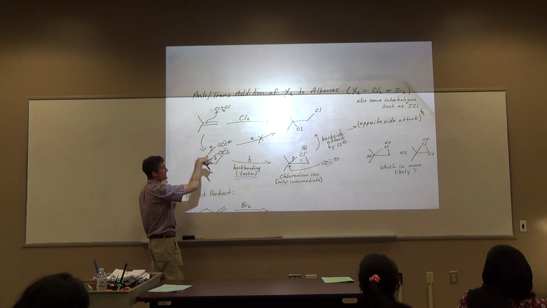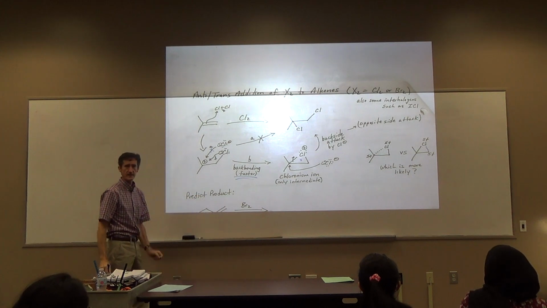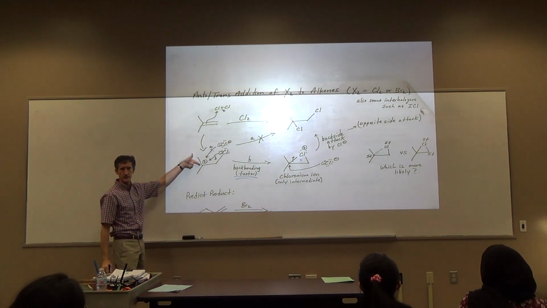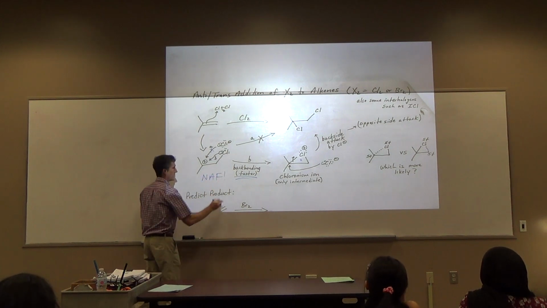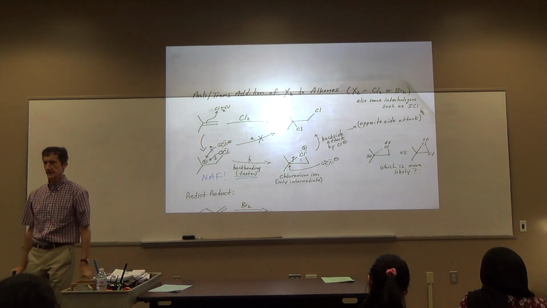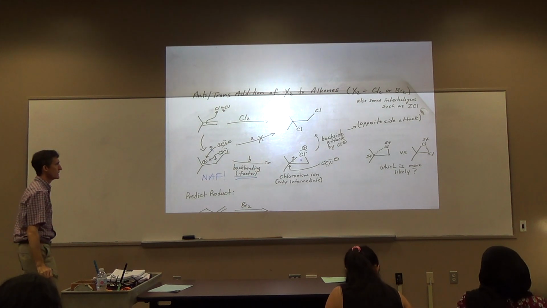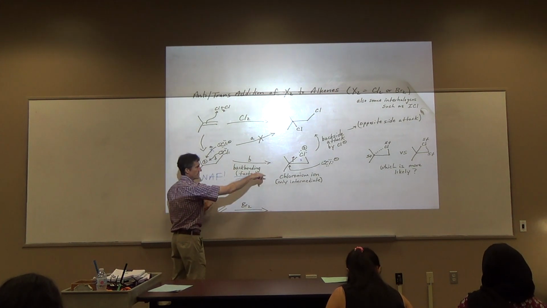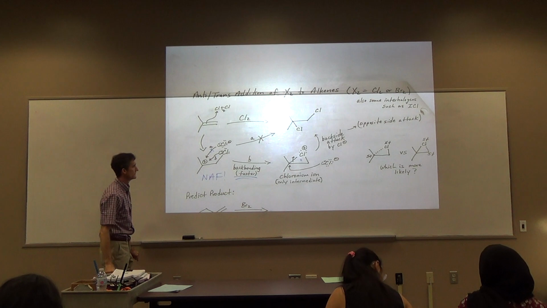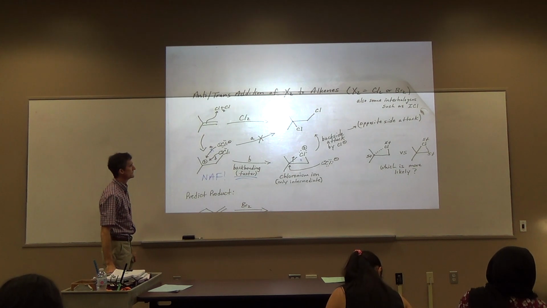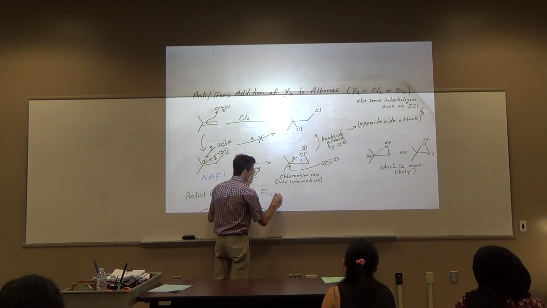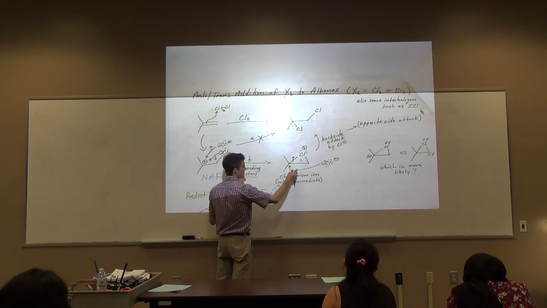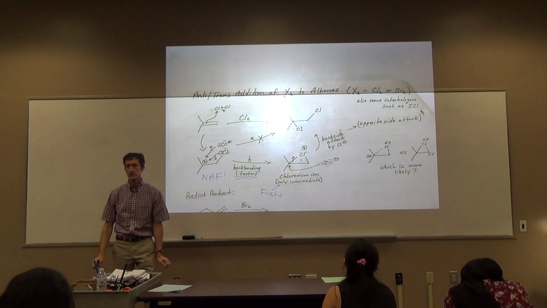Now, this is under B. What did B say? No carbocation intermediates. That carbocation is not actually formed in the mechanism. These first two steps are concerted. That's your first and only intermediate, the chloronium ion.